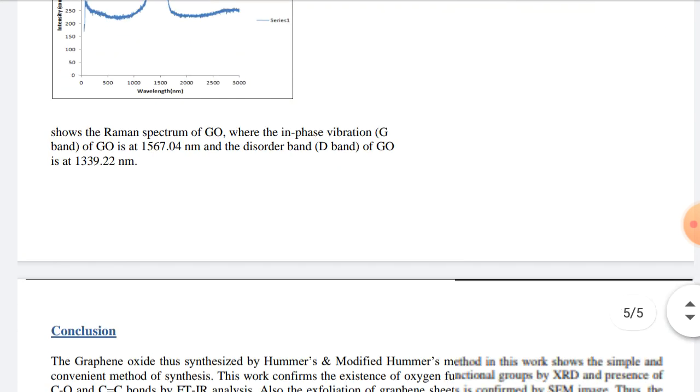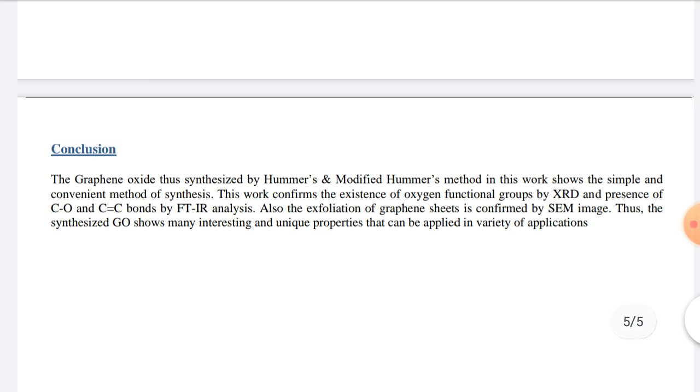From this I conclude my presentation. The graphene oxide synthesized by Hummers' and modified Hummers' method in this work shows a simple and convenient method of synthesis. This work confirms the existence of oxygen functional groups by XRD and the presence of C-O and C=C by FTIR analysis. Also, the exfoliation of graphene sheets is confirmed by SEM image. Thus, the synthesized graphene oxide shows many interesting and unique properties that can be applied in a variety of applications.